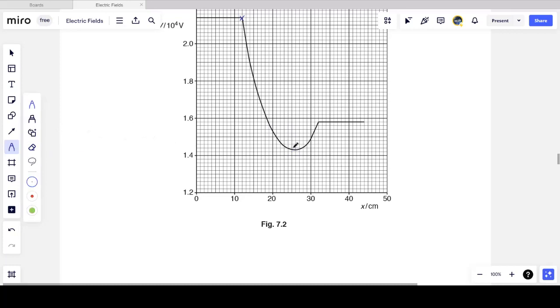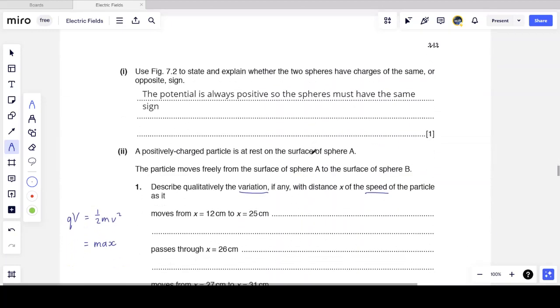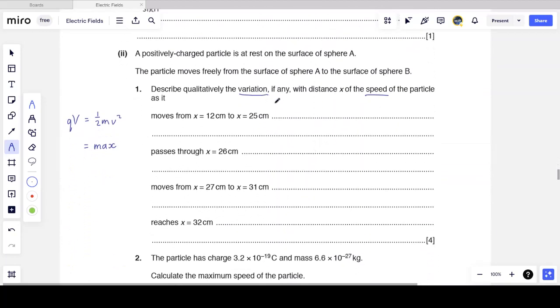12 to 25 is the steep descent of the graph. Now what we can see is that the potential is decreasing in that way. So it's decreasing, but it's always positive. So the acceleration is always positive. The particle always accelerates, but you can see that the rate at which the potential is decreasing is also decreasing. And so the acceleration is decreasing.